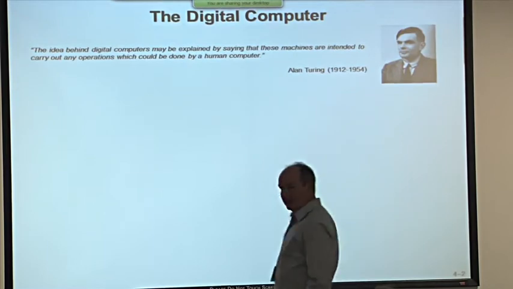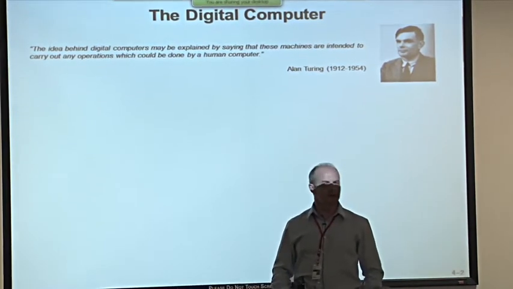One of them was a man called Alan Turing. Anybody know who Alan Turing was? He's not so widely known. Some people know. He was a mathematician. He was involved in a lot of the cryptology work that went on in World War II. He was involved in decoding the Enigma machine.